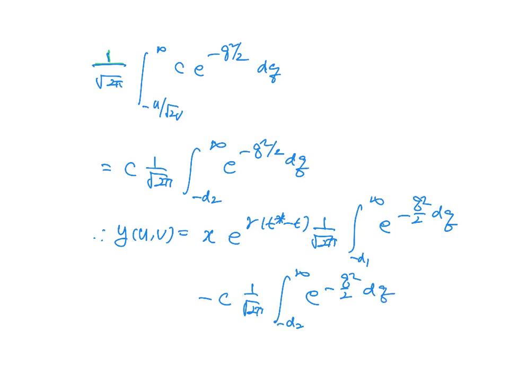So finally we obtain the option price function. x(t) is exponential r(t minus t*) times y(u,v), right? And you can go to the next page. You need to copy.